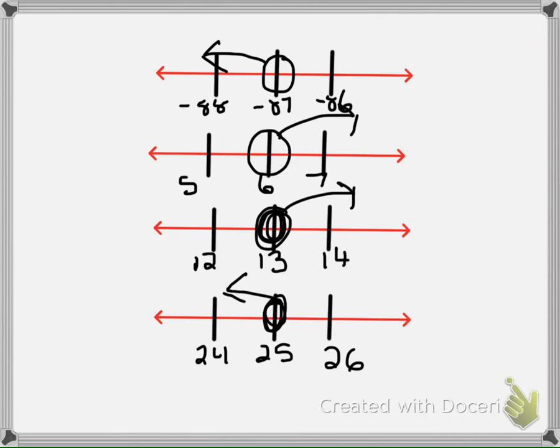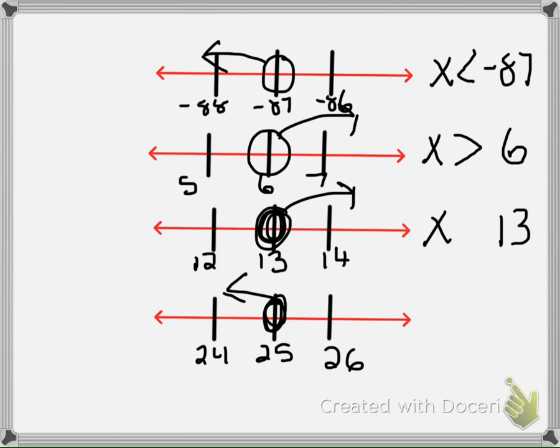Okay, here we go. We have the x and the negative 87, and I notice that the numbers are facing to the left. That means they're the numbers that are less than negative 87. Here we have the x and the 6, and the numbers are facing to the right. Those are numbers that are greater than 6. Here we have the 13 and the x, and the numbers greater than 13 as well as equal to, filled in, so greater than or equal to.